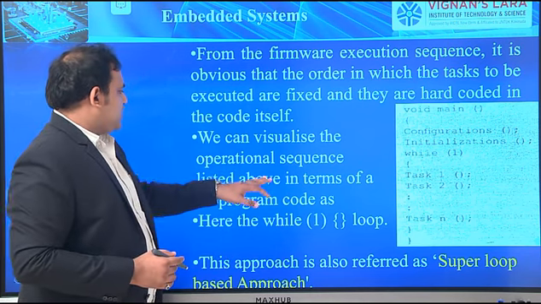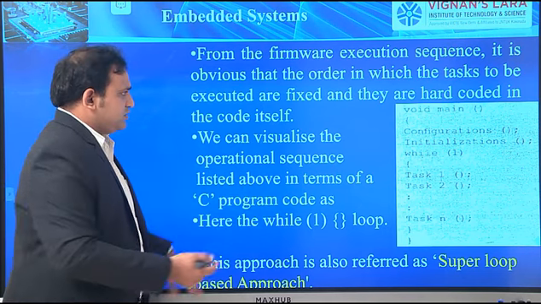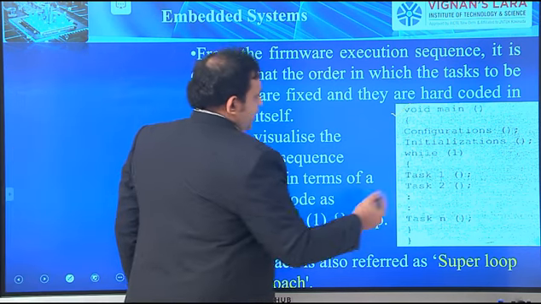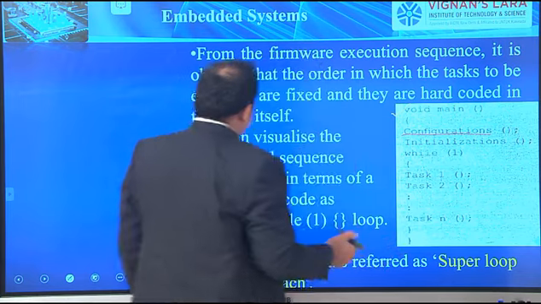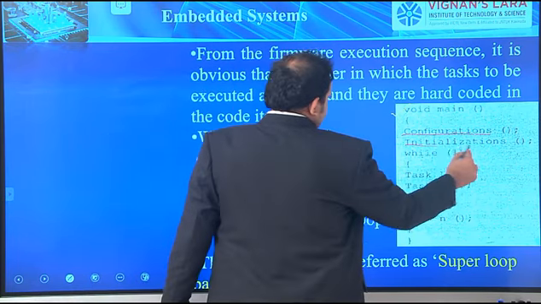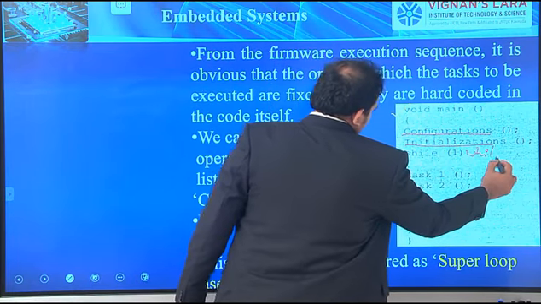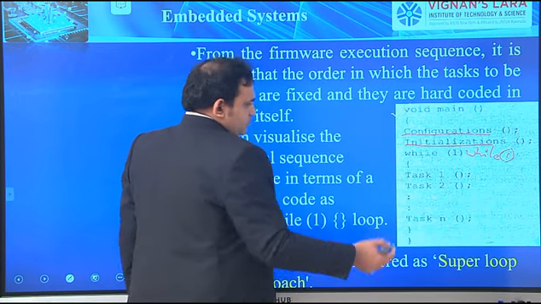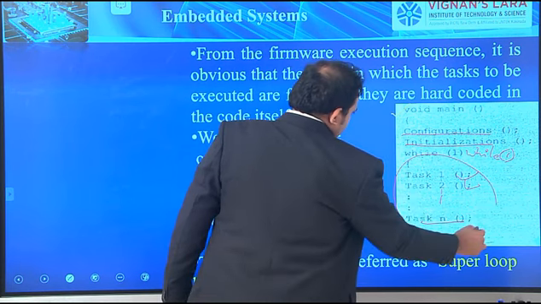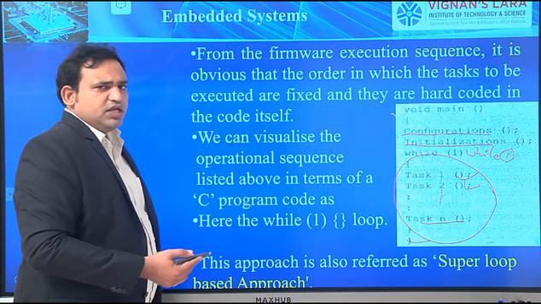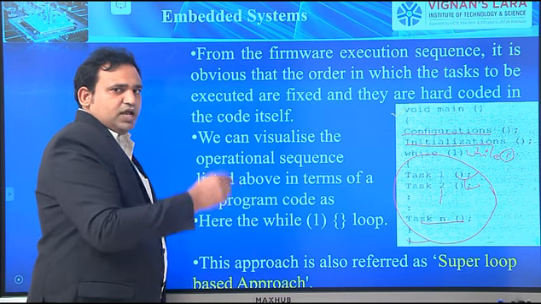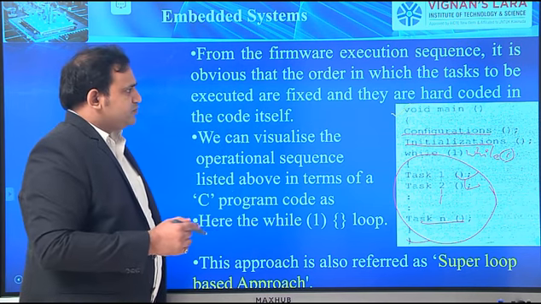We can visualize the operation sequence listed above in terms of a C program as given here. void main, with configurations in the first step. Here the configurations and initialization are given. I have given a while loop here, that is while of 1. Inside it there are task 1, task 2, and so on up to task n. Since they are in a while loop, they keep doing the same tasks again and again: 1 to n, and again 1 to n, in an infinite loop.